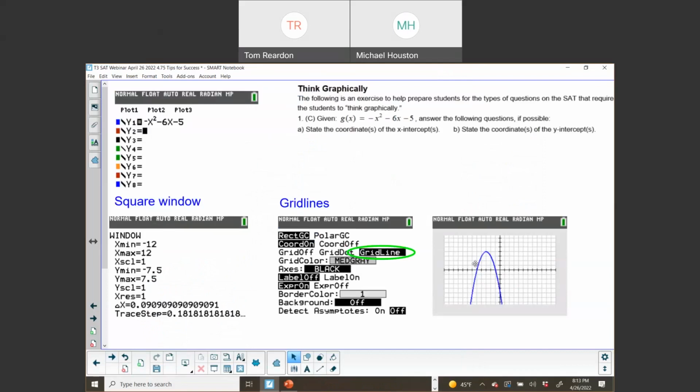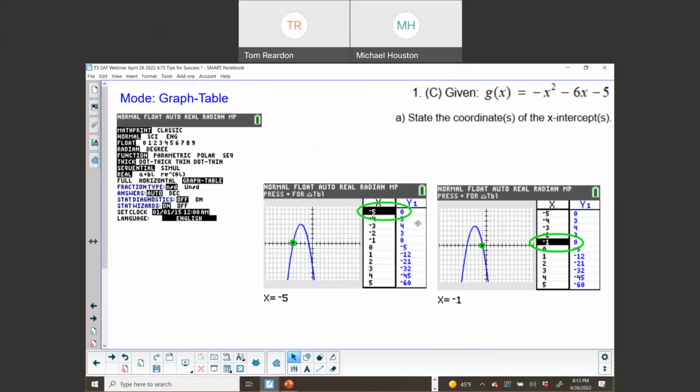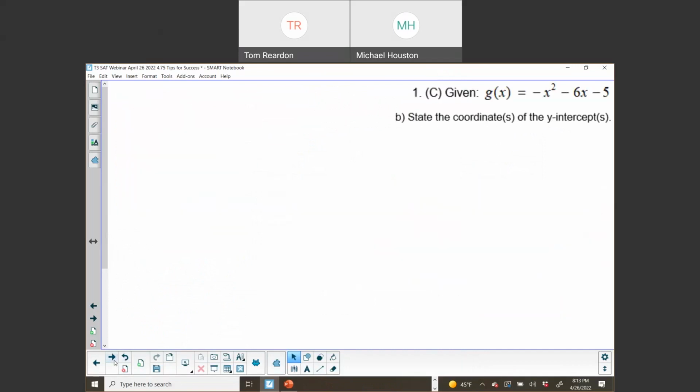All right, so again, I'll have in the directions or in the notes the square window that we want, grid lines, and so on. And then we did the x-intercepts already. And this is what it looks like on the 84. And on the Nspire, it's very similar, okay.